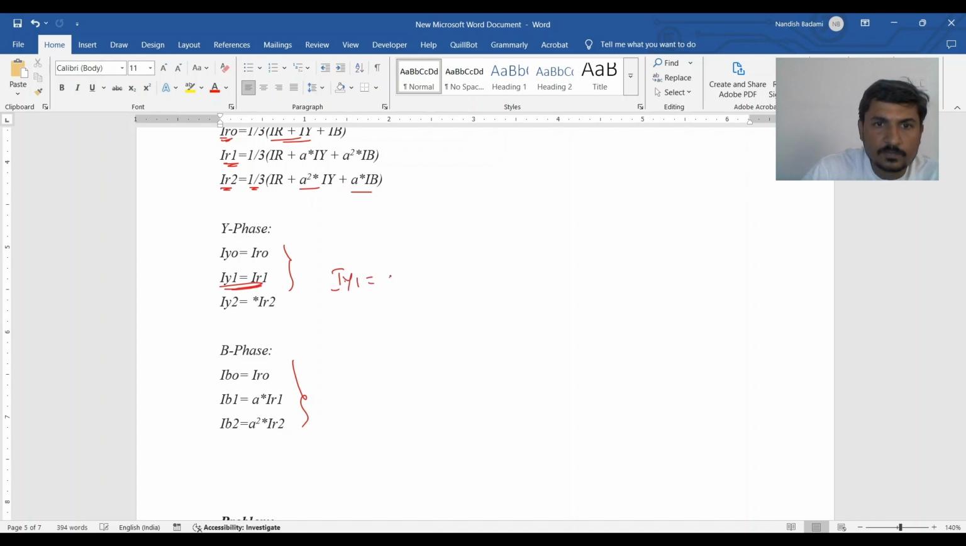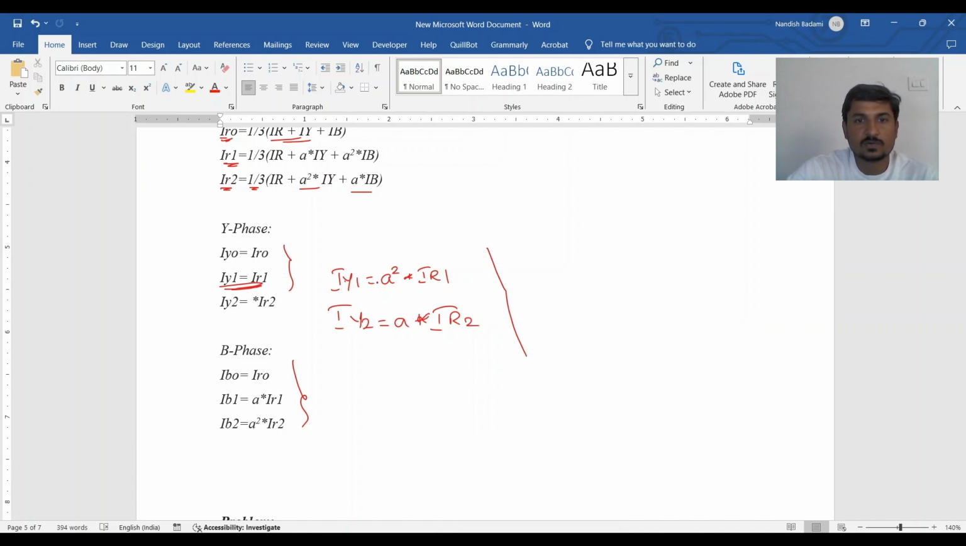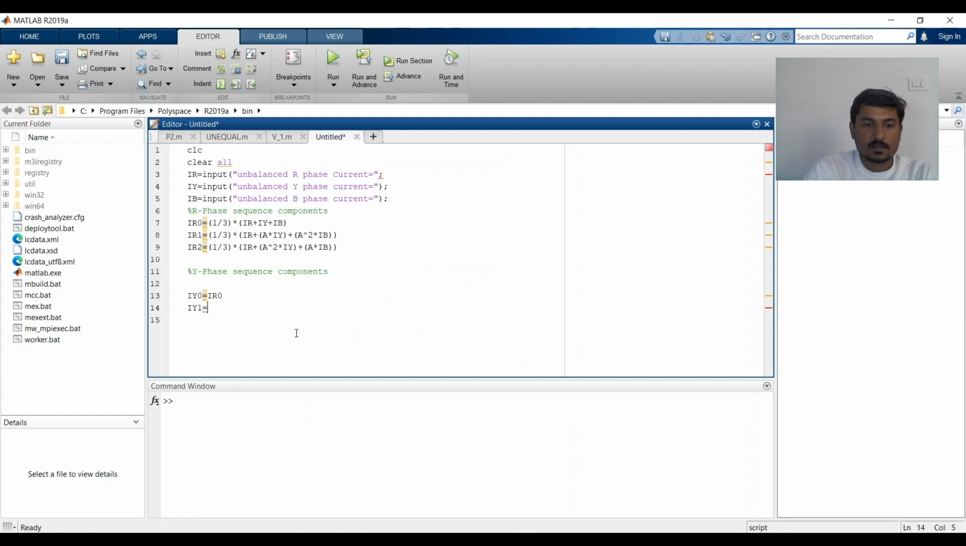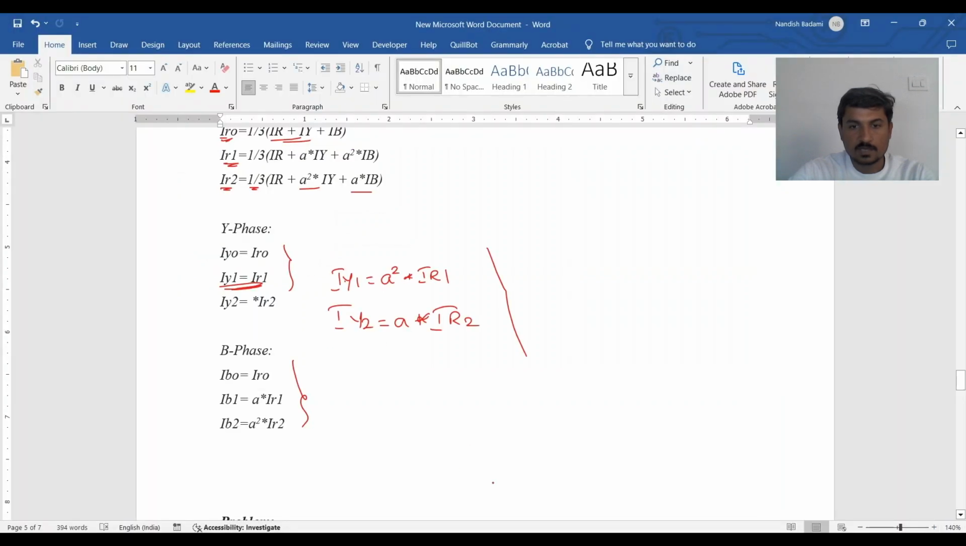IY1 is equal to A square times IR1 and IY2 is equal to A times IR2. Now using these two equations we can write the program again. IY1 is equal to A square times IR1 and IY2 is equal to A times IR2, right? A times IR2.